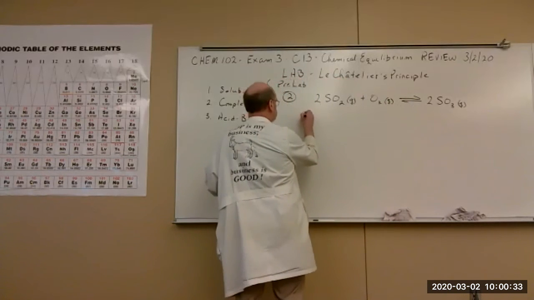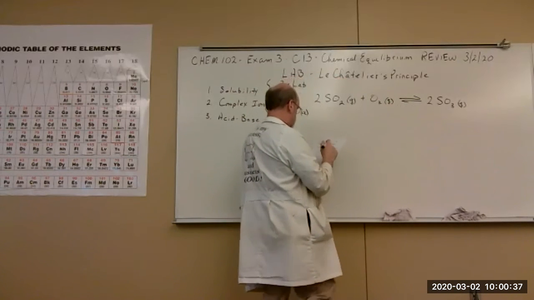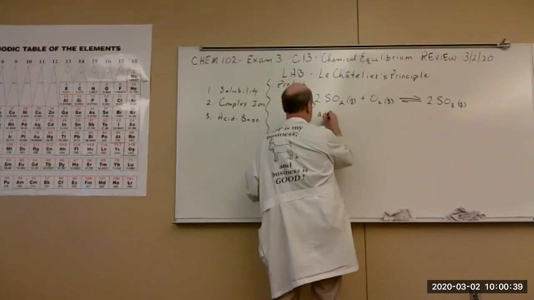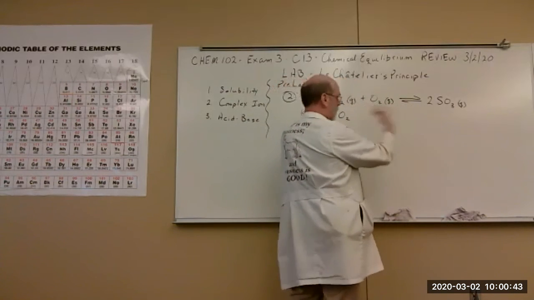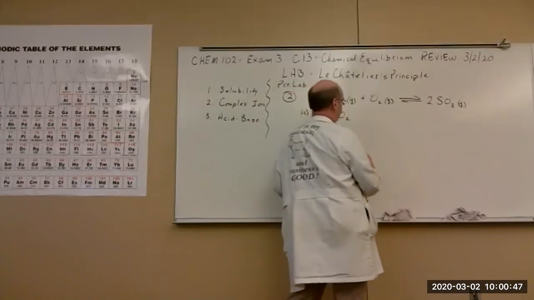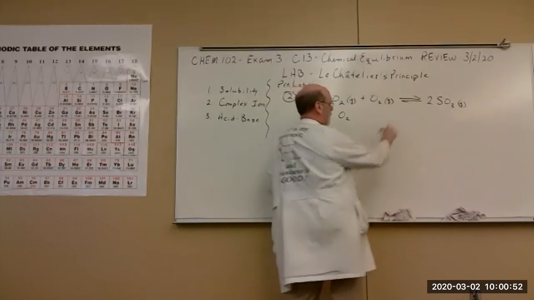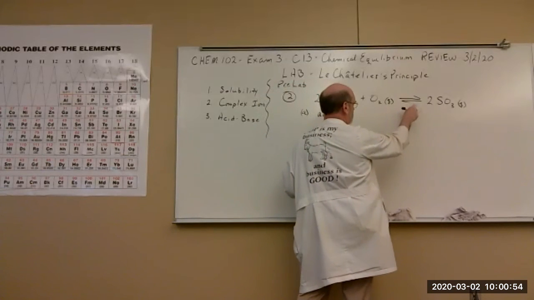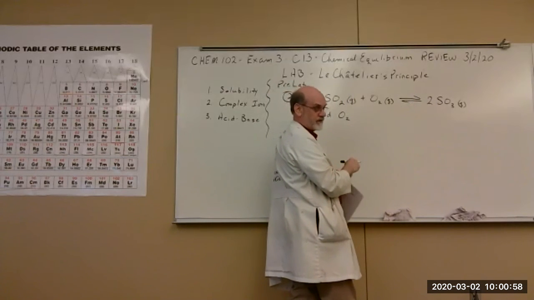So for this one, we're at equilibrium, and we're going to add O2. Since we have a reaction, we can say right or left. So if we add O2, which direction is it going? Right, because you're adding reactant, so it shifts to the product.